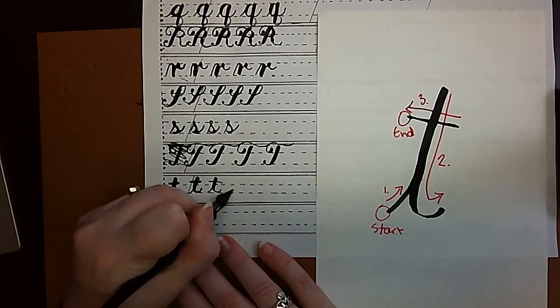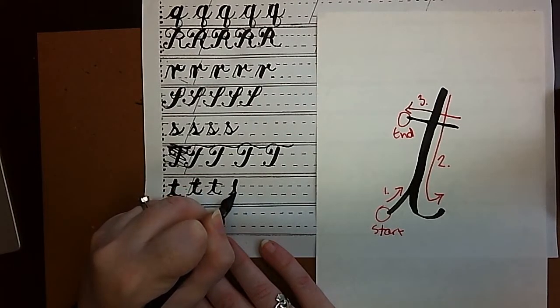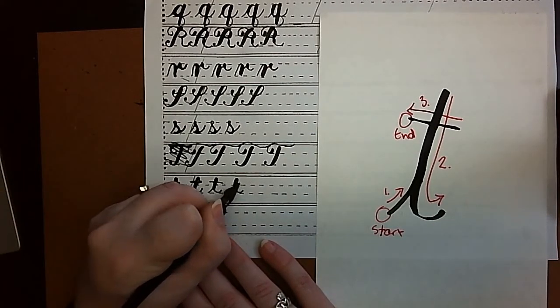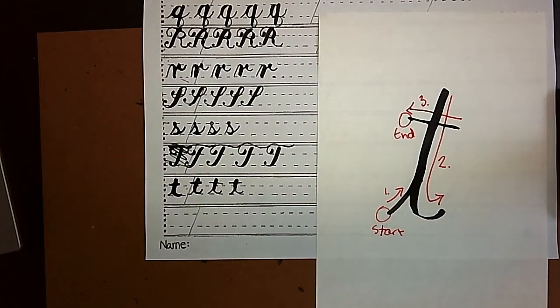Make an entrance stroke in the X space. In the header, pull down, and then curve out to the right at the bottom of the X space. Pull a line from the right side of that line across to the left, and that is a lowercase t.